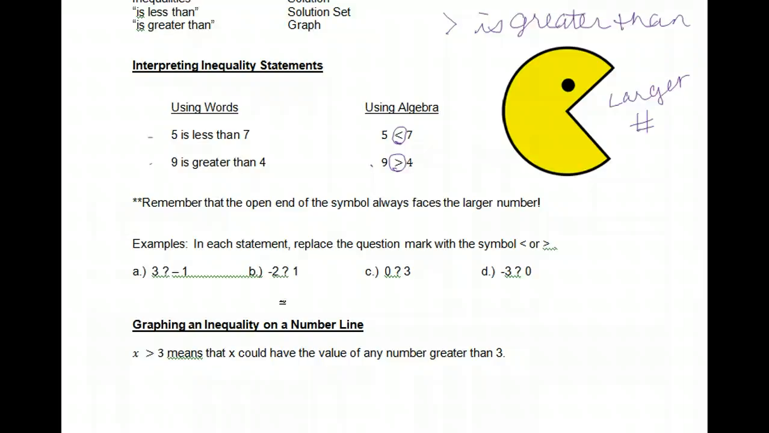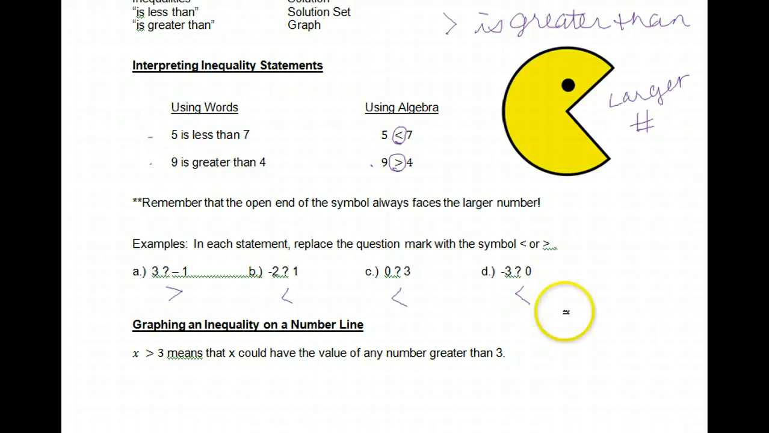Okay, at this point you should have had an opportunity to fill in the question mark with a less than or greater than symbol. For letter A, 3 is larger than -1, so you would have wanted to use the greater than symbol. 3 is greater than -1. Letter B, -2 is less than 1. Letter C, 0 is less than 3. Letter D, -3 is less than 0. So those are the symbols that you should have filled in there.